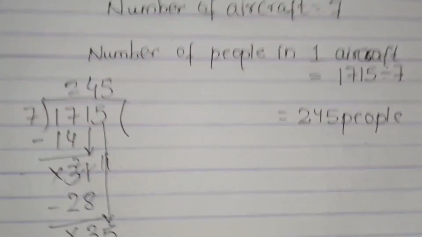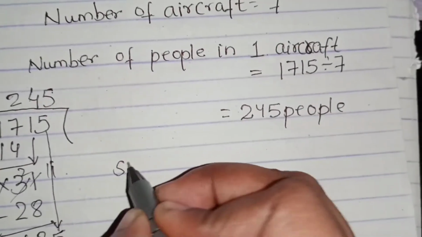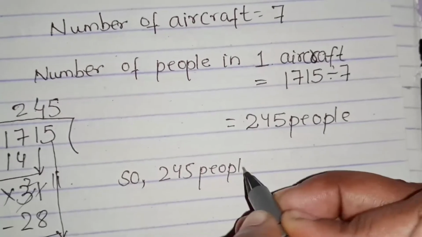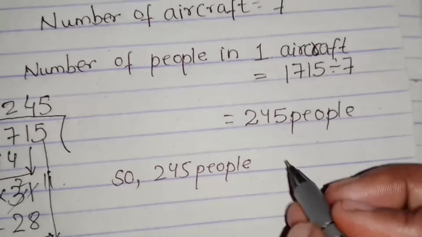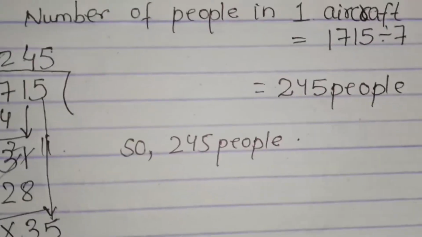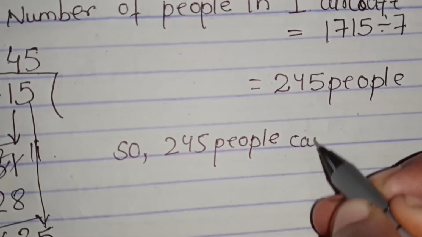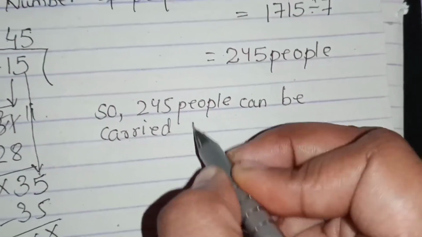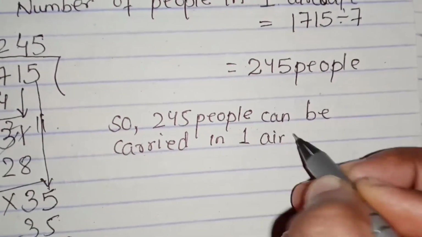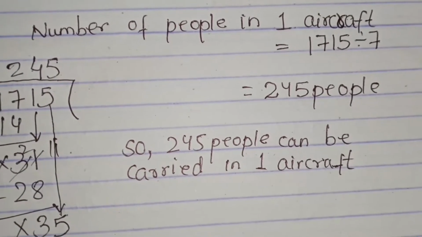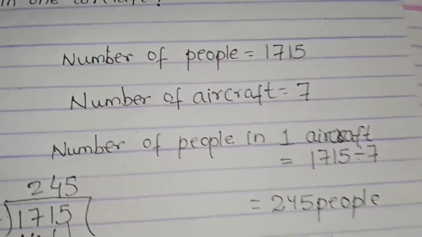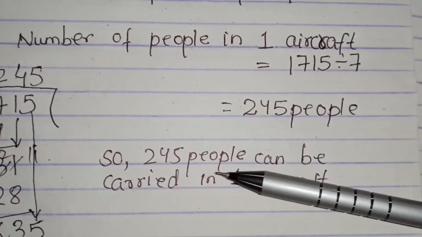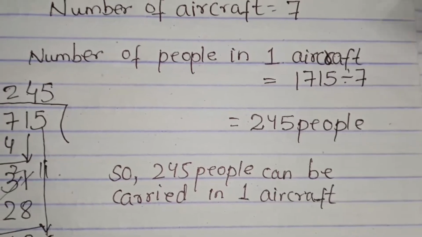Okay. How many people in one aircraft? 245. Okay. And we can write in the statement form that 245 people can be carried in one aircraft. Okay, so I hope you have understood this. What you have to do, you have to find for 1. So what you have to do, we have to divide, and after dividing, what we got? 245 people. Okay, so that means 245 people will be there in one aircraft.